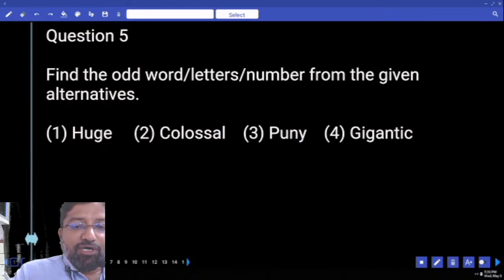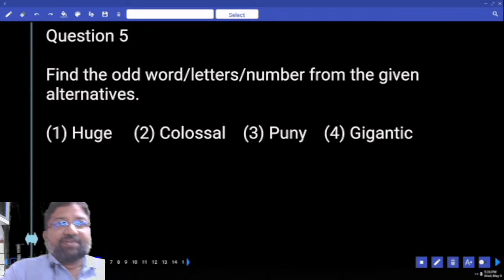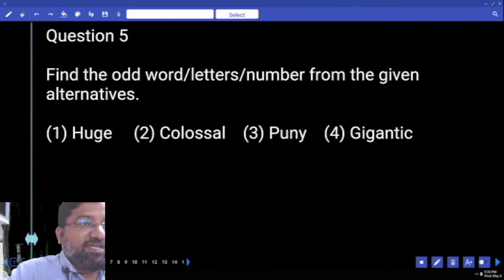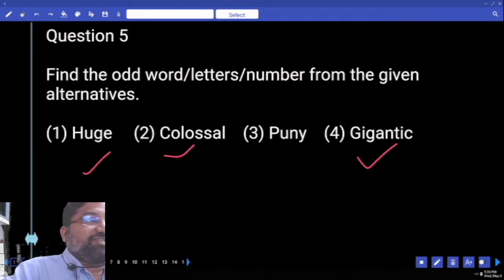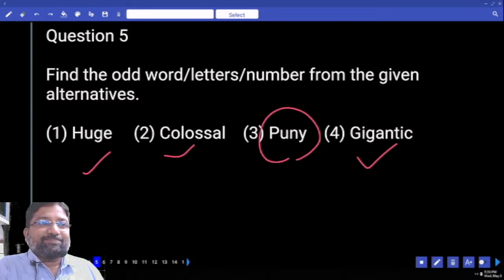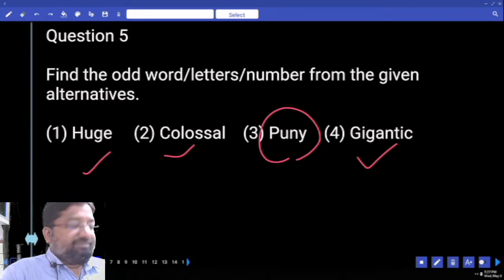Fifth question. Find the odd word out from the given alternatives. We have 4 different words given to us, and these are all meaningful English words. If they are not meaningful words, then we would have seen something else. What do you mean by huge? Very big. Colossal is also very big. Gigantic is also very big. Huge, colossal and gigantic, these are 3 synonyms having the same meaning. Funny is what? Small. So it is different from the other 3 words.